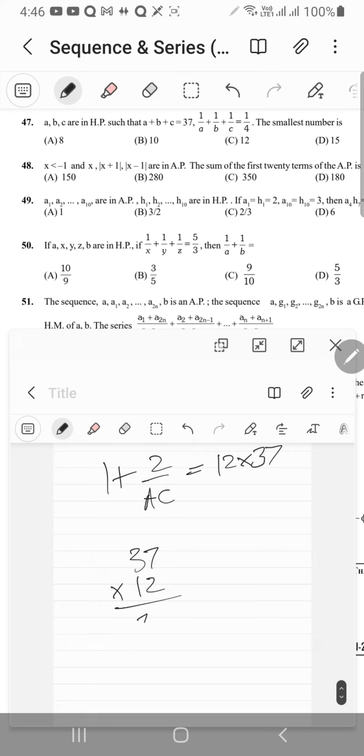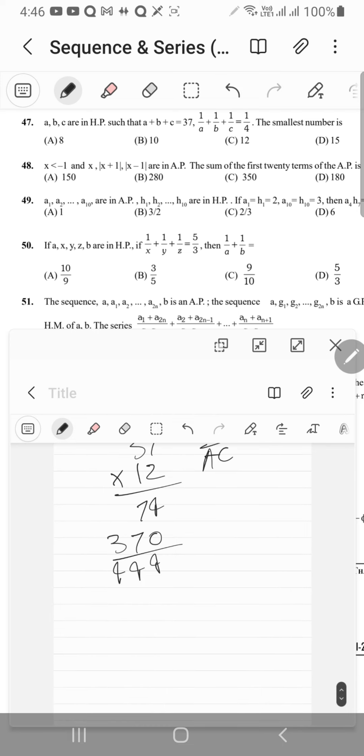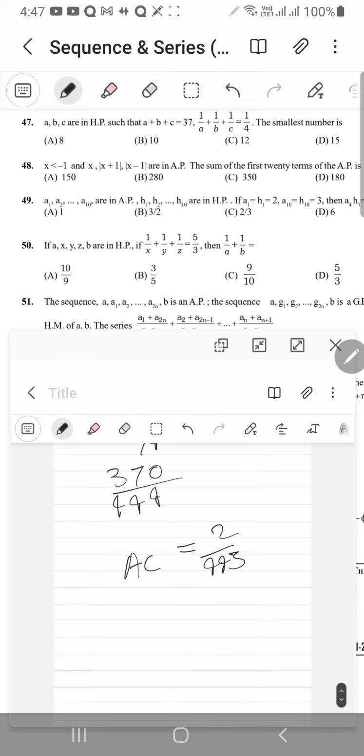6 and 14, that's 74. Yes. 0, 37, 444. Nice number. Yeah. So 2 upon AC equal to 443, I think. Cool. AC is 2 upon 443. Okay, cool. Or you can say like small a, small c.